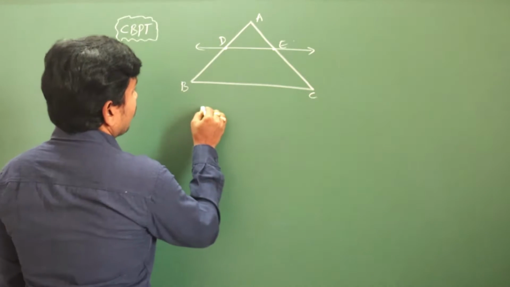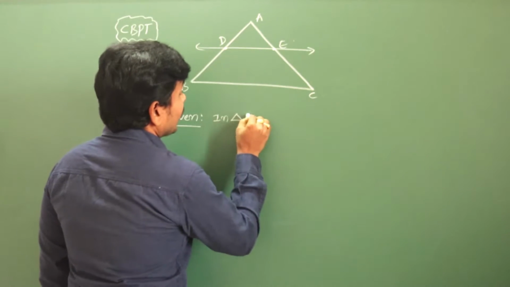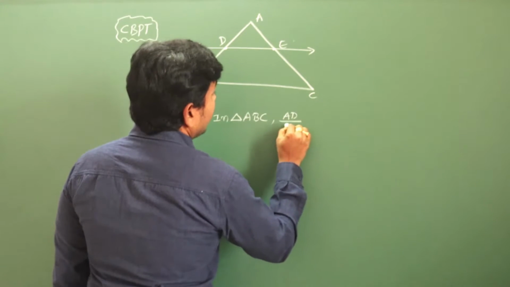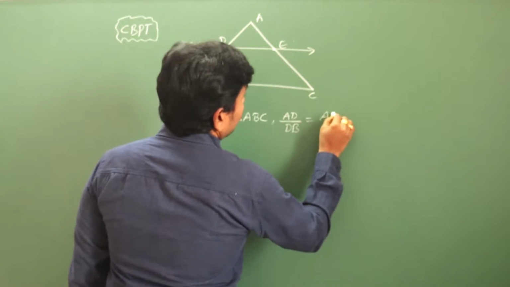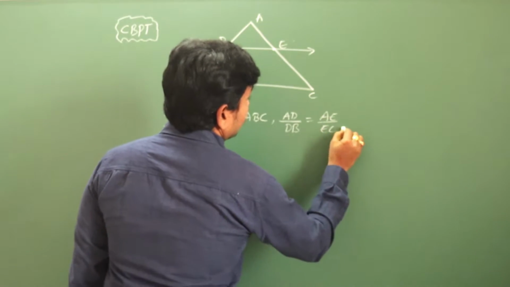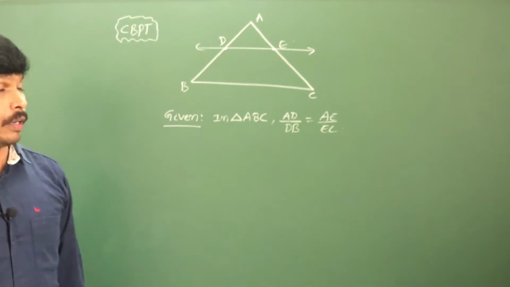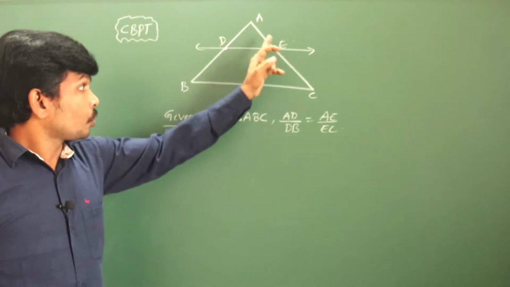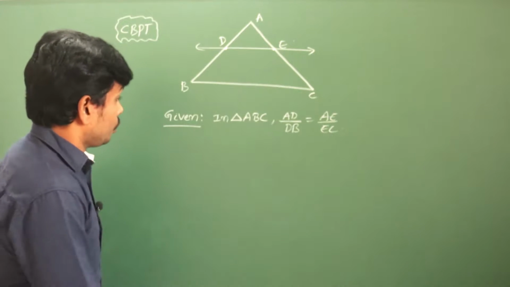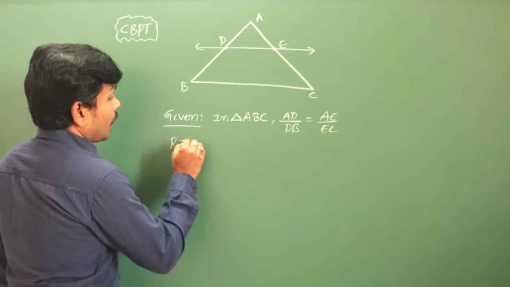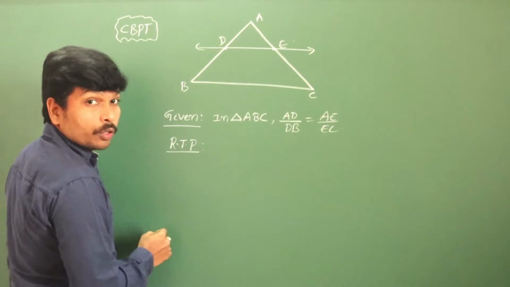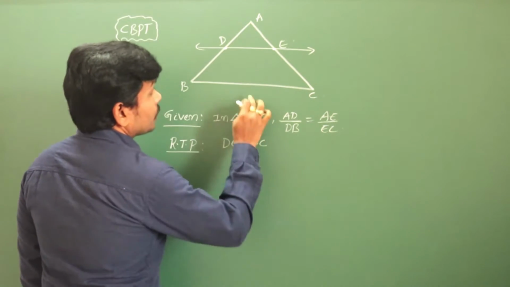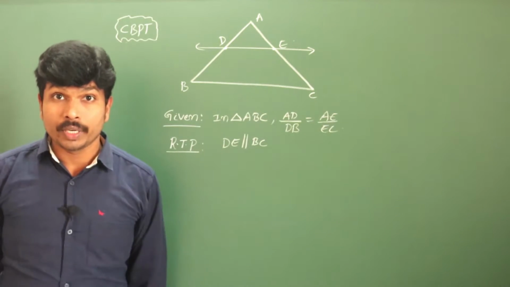See what is given here. In triangle ABC, AD by DB is equal to AE by EC. This is the given. One line DE is there that divides the two sides in the same ratio. Then what do we need to prove? RTP. That line is parallel to the third side. This we have to prove.